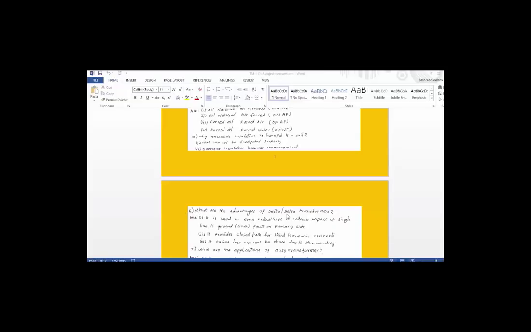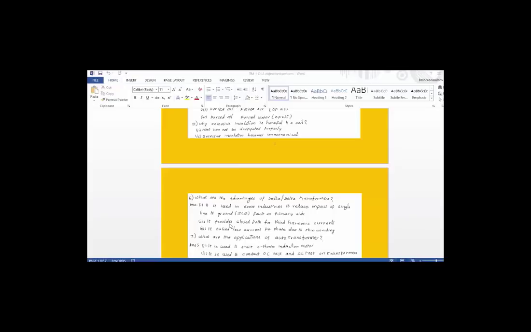Next, sixth question. What are the advantages of delta-delta transformer? Answer, it is used in some industries to reduce impact of single line to ground fault, that is SLG, on primary side. Second point, it provides closed path for third harmonic currents. Third point, it takes less current per phase due to thin winding.